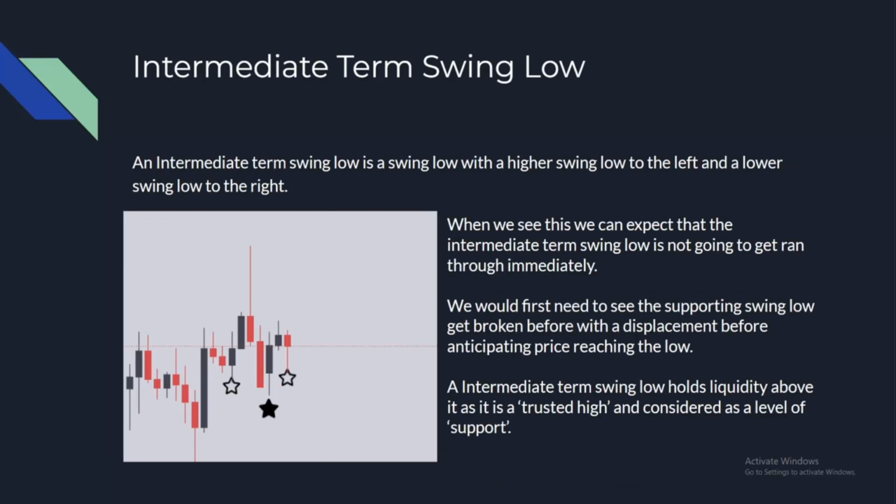And we have the opposite, an intermediate term swing low. An intermediate term swing low is a swing low with a higher swing low to the left and a lower swing low to the right. So here is our intermediate term swing low, the one in black, and to the right we have a higher swing low, and to the left we have a higher swing low. That's what makes it protected for a little bit, because now we know an intermediate term swing low price is not going to get ran through immediately. It has a bit of protection, and we want to see this get broken first before we see this.